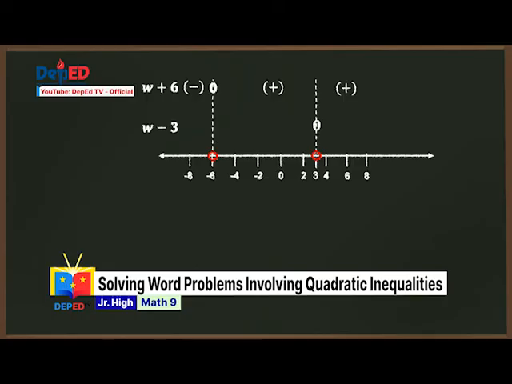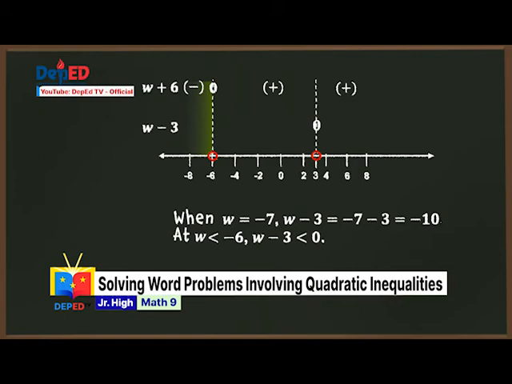And let's use the same set of test values to determine the sign of the value of the factor w minus 3 at each interval. In the region to the left of -6, we may use -7 as the test value. And when w is -7, w minus 3 will be equal to -7 minus 3, in which the result is -10. Hence, in this region, where w is less than -6, the value of w minus 3 is negative.